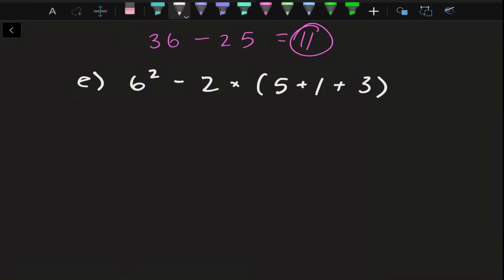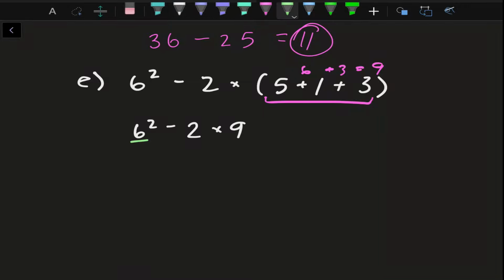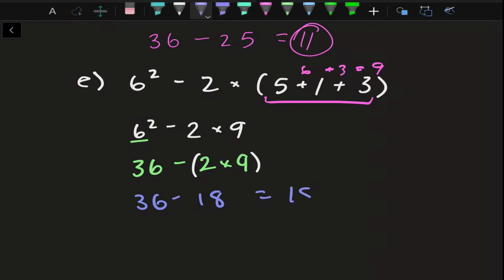Awesome. Okay, first we're going to start in these brackets. It's addition, which means we can kind of do it all at the same time. So I have 5 plus 1 is 6, plus 3 is 9. So I have 9 in the brackets there, so I can rewrite this as 6 squared minus 2 times 9. Exponents are next. 6 squared we know is 36. So I have 36 minus 2 times 9. Now we want to get that multiplication done. And we know that 2 times 9 is 18, so I have 36 minus 18, which is 18. And that's our answer. So great job if you got all of those right.